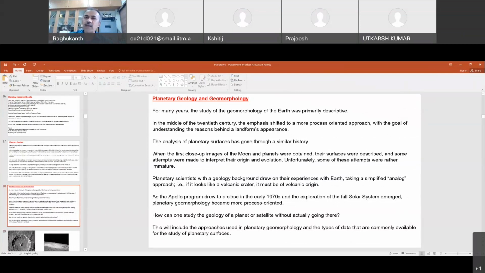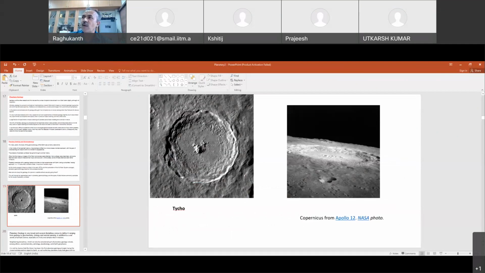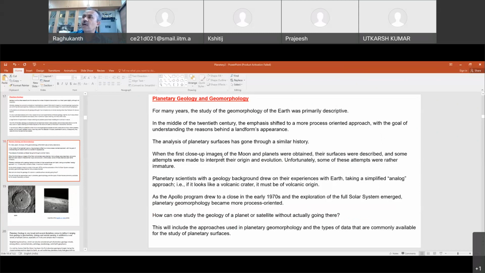In the olden days, once these flybys or orbiters came, this Moon I am showing you here has a very interesting region called Tycho. You can see how this has been formed, and this is also a very famous region. Apollo 12, I think they did. I think Copernicus, they have named this place the Copernicus area itself. Once these images came up during flybys or orbiters, planetary geology automatically picked up momentum.